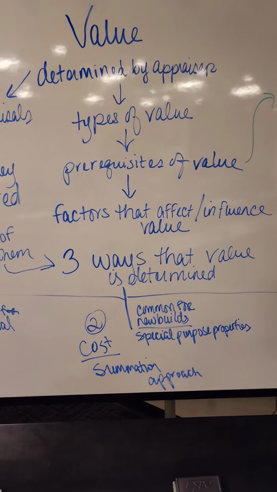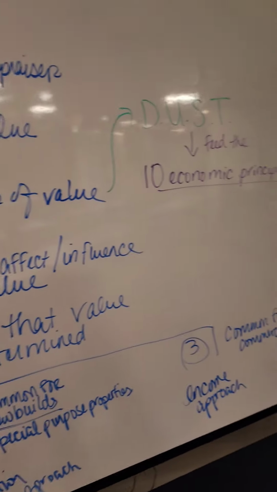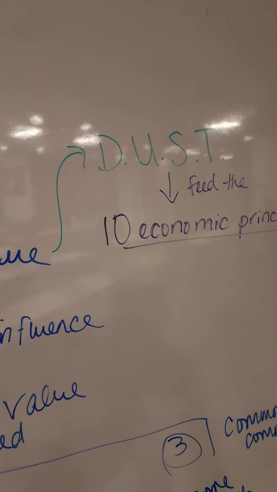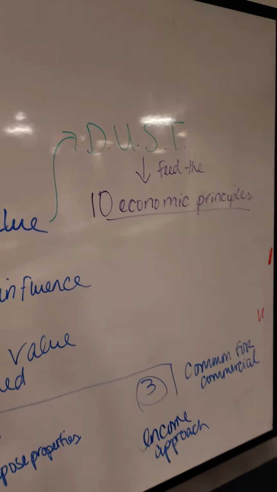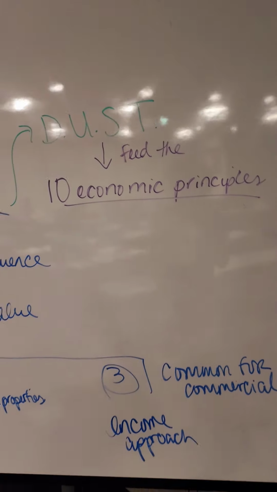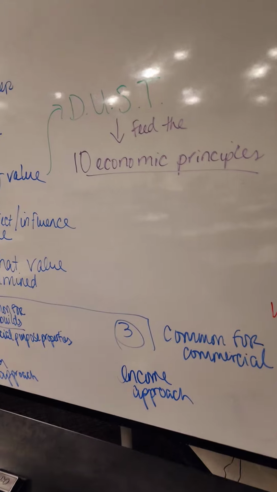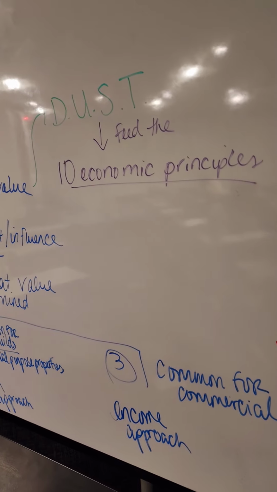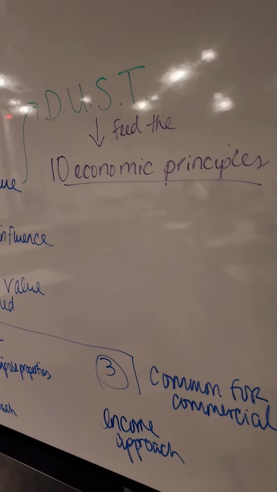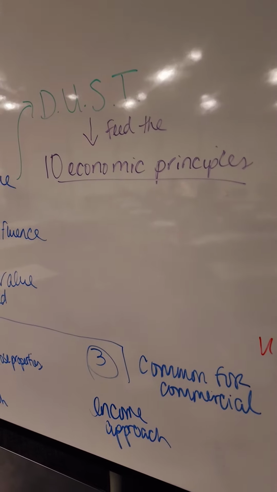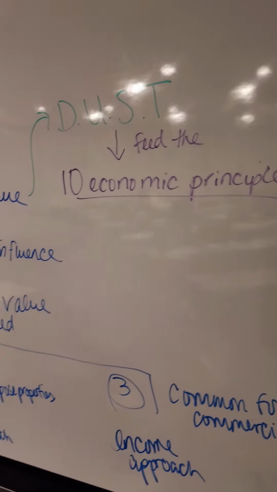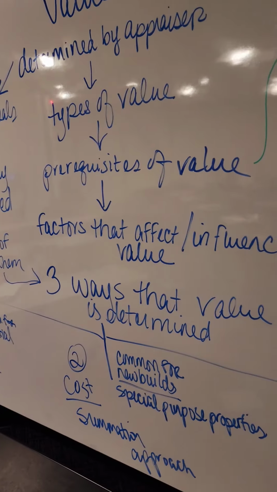We are going to look at the prerequisites of value, which would be DUST. DUST stands for demand, utility, scarcity, and transferability. DUST feeds the 10 economic principles that are outlined that all have these factors of DUST within it. Some of the economic principles include the principle of change, the principle of conformity, progression, regression, increasing and decreasing returns. So when we think of those things, it all ties into the value of a property.